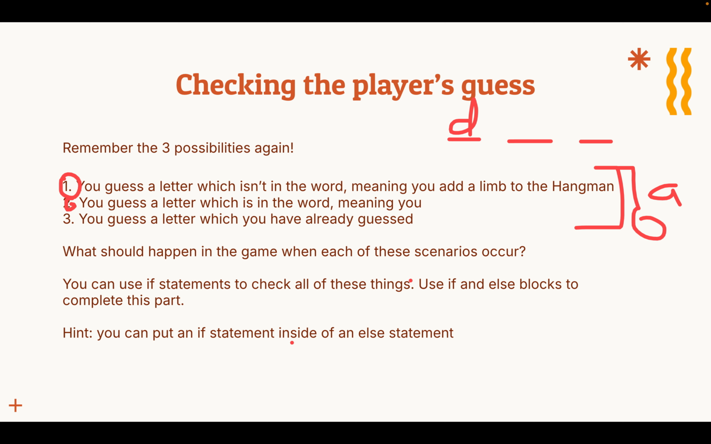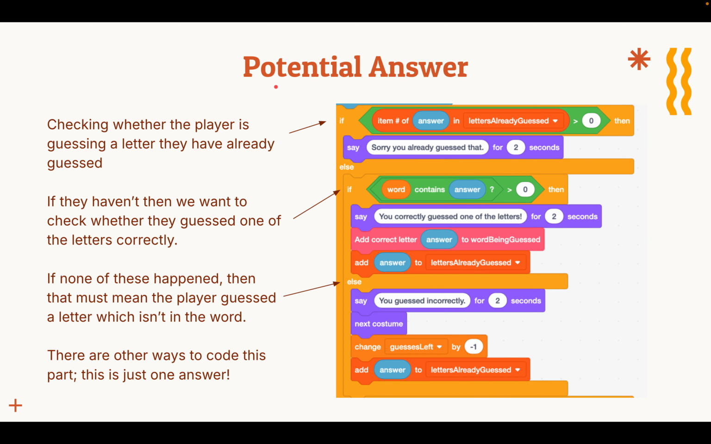Okay, I'm assuming you guys paused the video and have gone over the answer and tried it out yourself. So we're going to go over the answer together now. So this is just one potential answer. So you want to first have an if statement which checks whether the player is guessing a letter that they have already guessed. And the way that we can do this is we can say if the item number of answer and letters already guessed is greater than 0.